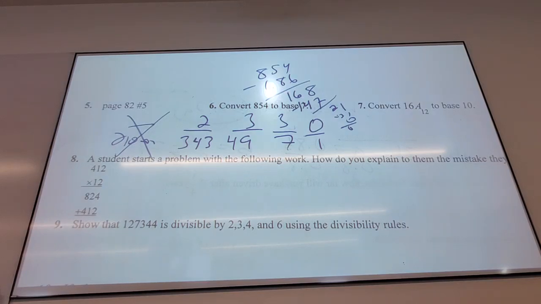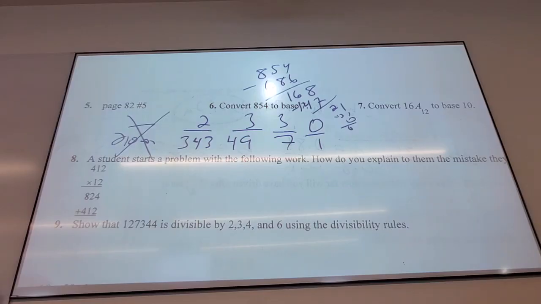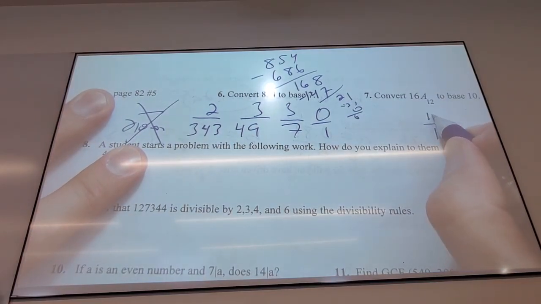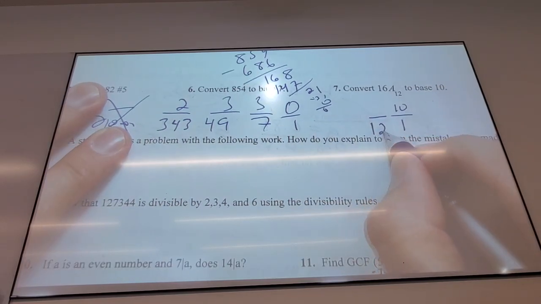Yeah. Okay. Guys, what's the difference between number 6 and 7? What's the first step on number 7? Why is it so much better? What are my places? What base are we? 12. How many places do I need? I know ahead of time, right? How many places are in the number I'm given? 3. So what place is the A in? What is the A? Good. So what do I have in the ones place? 10. What do I have in the next place? 12. I have 6 of those.